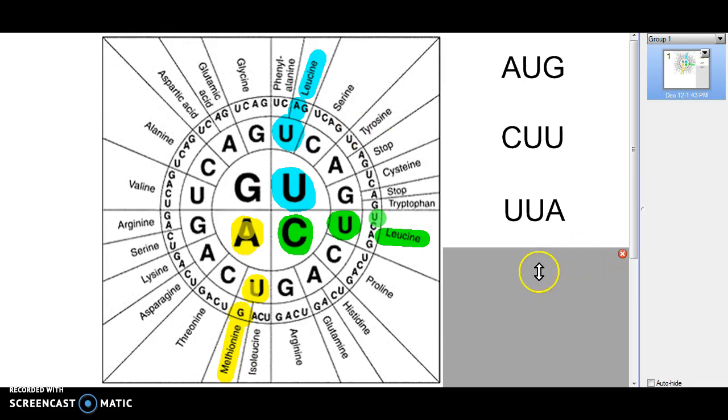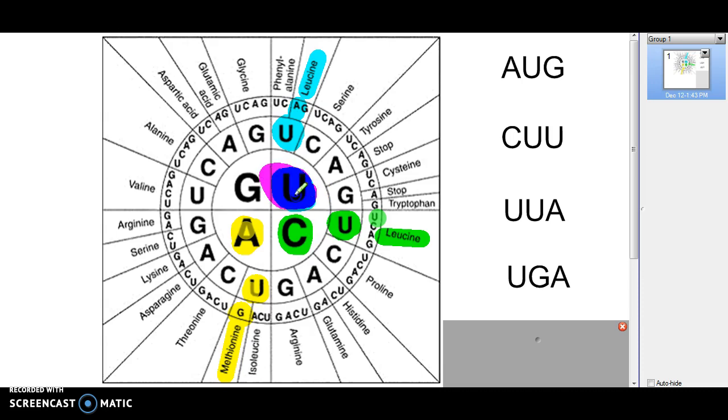We're going to do one more, and that's UGA. Again, follow along with me. With this last one, we start again with U here, G, and then A. So that's weird. It just has the word stop.